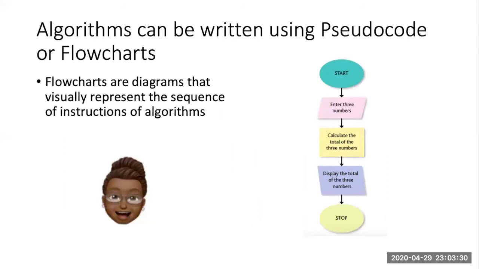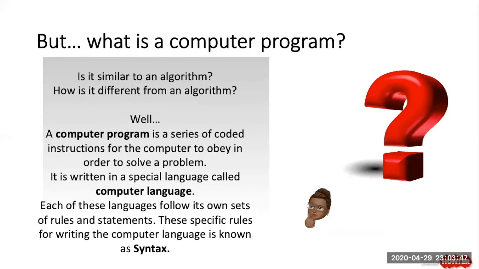Flowcharts, on the other hand, are diagrams that visually represent the sequence of instructions of algorithms. On the right, you will notice an example of a flowchart. But wait, what is a computer program? Is it similar to an algorithm? How is it different from an algorithm?